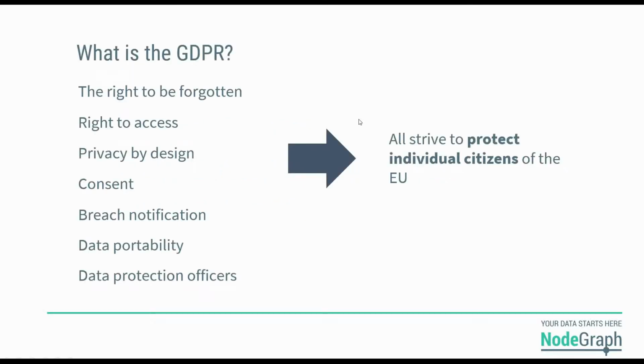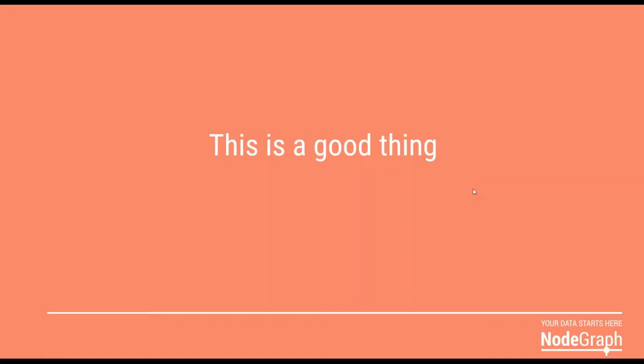So if we jump right into it and look at what GDPR is exactly, it's the right to be forgotten, the right to access, privacy by design, consent, and a lot of things. Everything is combined to protect the individual citizens of the European Union. Everything about GDPR is somewhat about gathering and showing data and presenting that to the individual citizens of the European Union. We would like to say that this is a very, very good thing.